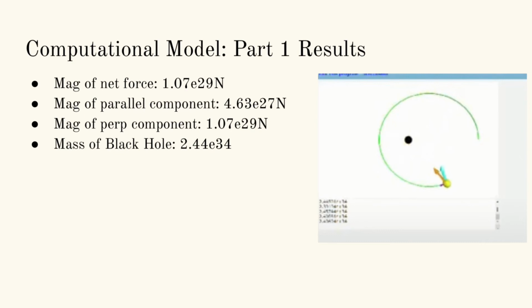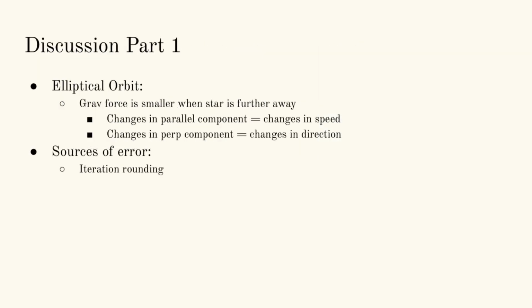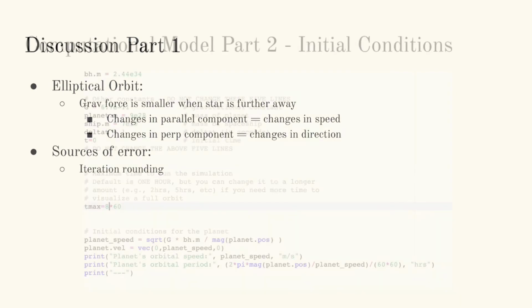The results of Part 1 of the lab are displayed here. The mass of the black hole is 2.44 times 10 to the 34th kilograms, which was calculated by finding the average of the black hole mass values from the iteration step. The star follows an elliptical orbit where the magnitude of the gravitational force on the star is less at the farthest point from the black hole than near the closest point. A possible source of error is rounding values made during each iteration and for the constants. This explains the different mass values at each iteration.